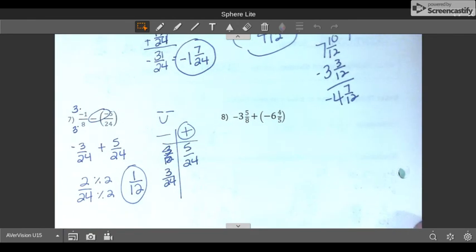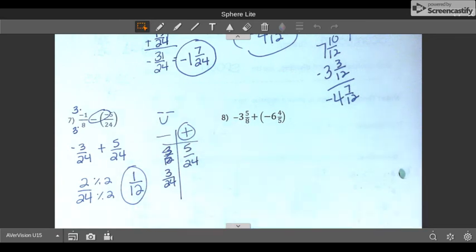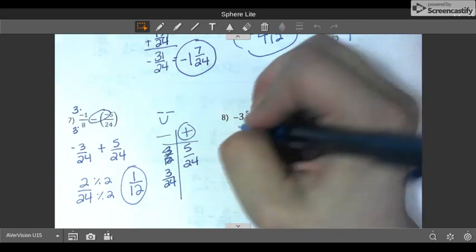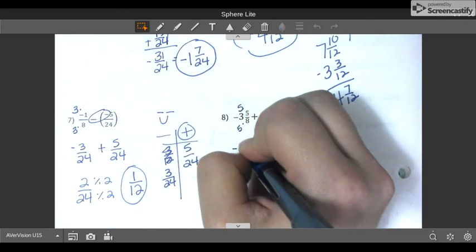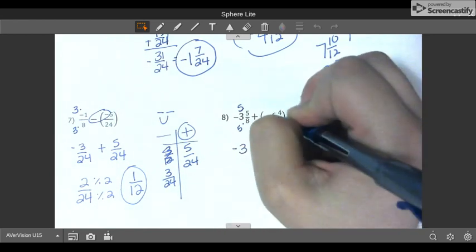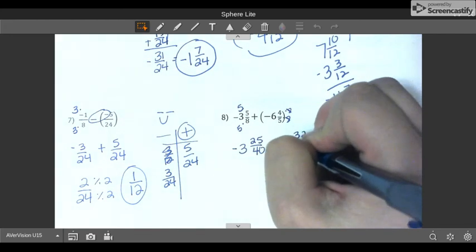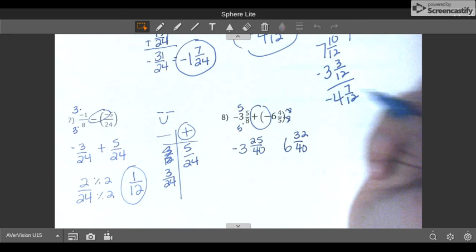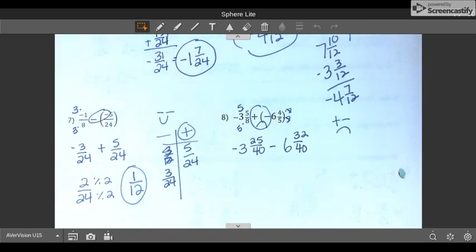All right, next one. These ones are problematic because we have double signs and we have two mixed numbers that don't have the same denominator. So first I'm going to change the denominator. So let's see, we have negative 3 and 25/40, and we have 6 and 32/40. Now I'm going to look at this double sign. A positive and a negative makes a minus sign. All right, so I have negative 3 and 25/40 and negative 6 and 32/40.